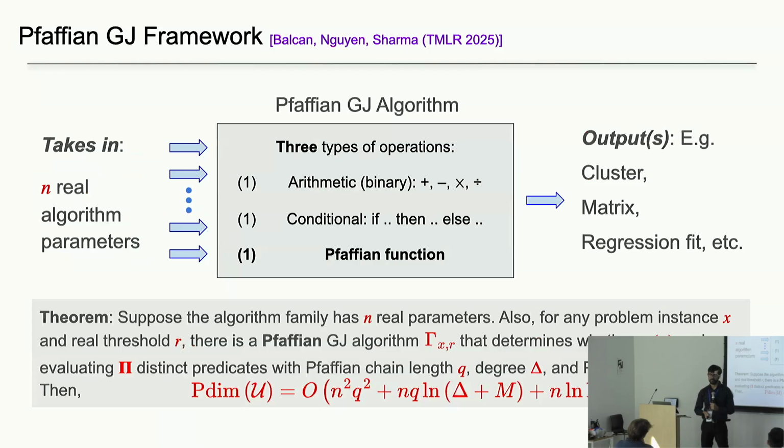Because we can give sample complexity bounds for tuning the hyperparameters whenever there are these Pfaffian function computations in your algorithm. So your algorithm is still allowed to do those arithmetic operations, if-then-else, but it's also allowed now to do Pfaffian computation. And you can give a bound on the dimension in terms of the chain length of the Pfaffian function, the Pfaffian degree, and the total number of expressions that the algorithm computes. So this is a generalization of the previous result for GJ algorithms that we knew for rational functions.